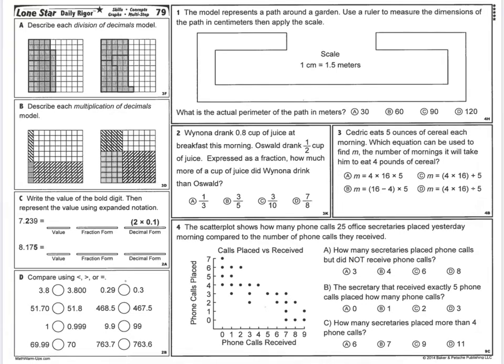It says the model represents a path around a garden. Use a ruler to measure the dimensions of the path in centimeters, then apply the scale. So it says, what is the actual perimeter of the path? It wants you to find the perimeter, which means you're going to add up all the sides. So you're going to have to measure each side individually. Okay?